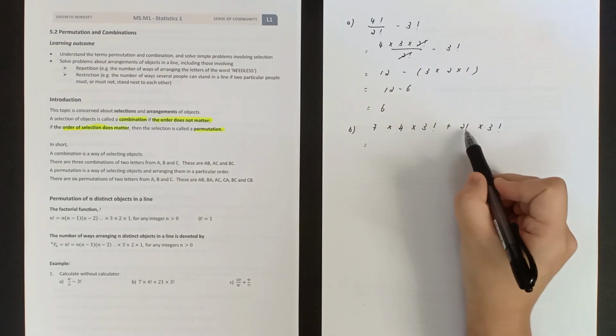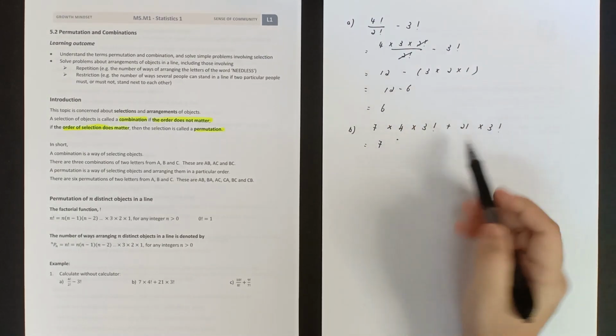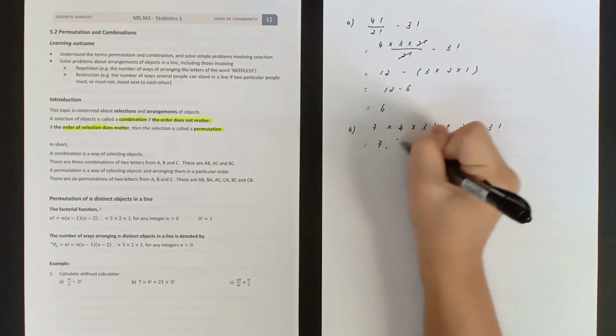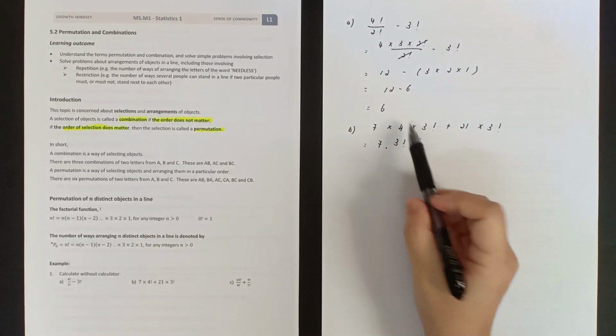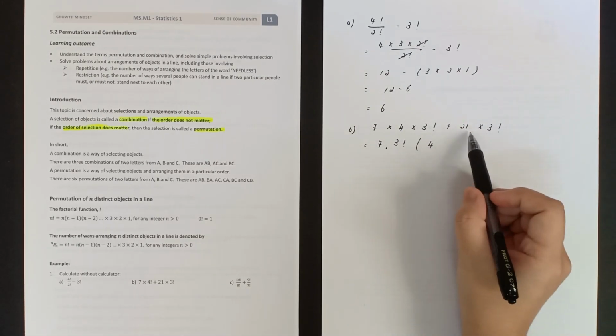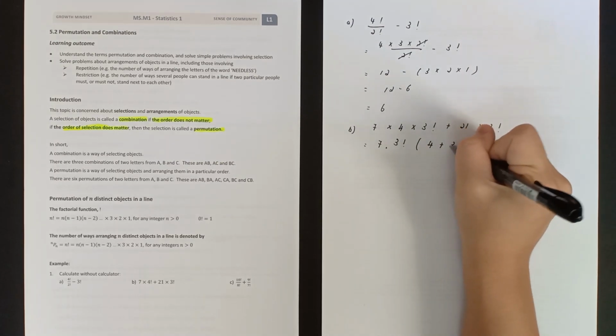So 7 and 21, I have the same factor, which is 7. So I can bring out 7. Then after that, 3 factorial and 3 factorial also, so I can bring out 3 factorial. Okay, then after that, I can start to put my bracket. So 7 and 3 factorial, I'm left with 4. And then after that here, 21. So I have 7 times 3 equals 21. So that's why plus 3.